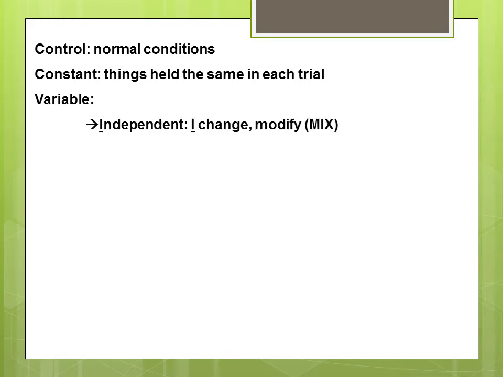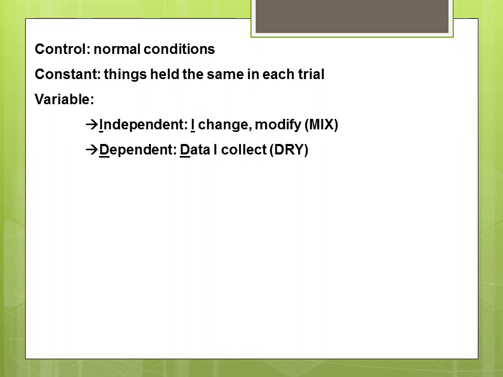So there are two types of variables. There's the independent variable. It's the thing that I change or modify. What you'll notice here is I've underlined the I's. So when I say independent variable, you should think I change. In the example of the fertilizers I just gave you, that would be the fertilizers. That was the thing I changed. Fertilizer A, fertilizer B, and then the control, watered. And I have the word mix written after that, and I'll get back to that later.